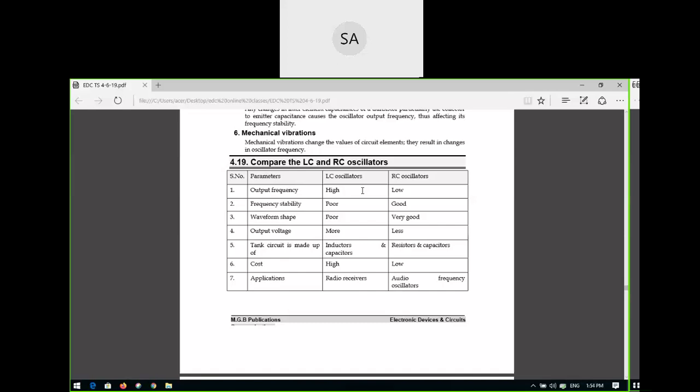And applications: radio receivers. Receivers use LC oscillators, or tuned circuits, or tank circuits. RC oscillators are used in AF, audio frequency oscillators, or AFO. We have also seen frequency generators. They are also called frequency generators or audio oscillators. There you can use RC oscillators. In the laboratories, if you have seen an AFO, audio frequency oscillator, that is made up of RC oscillators.